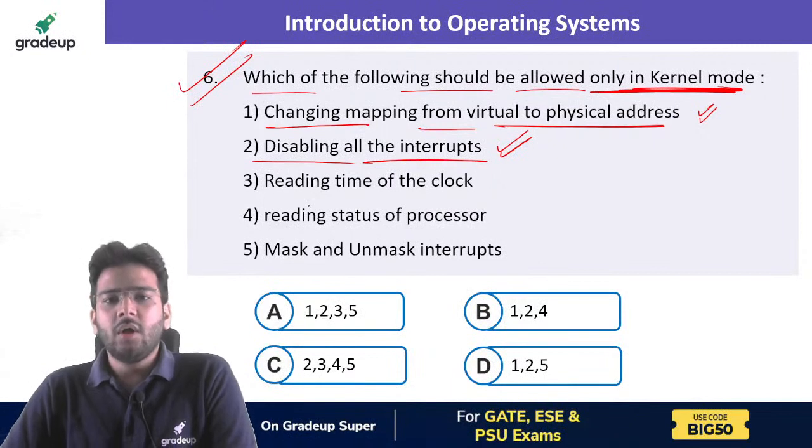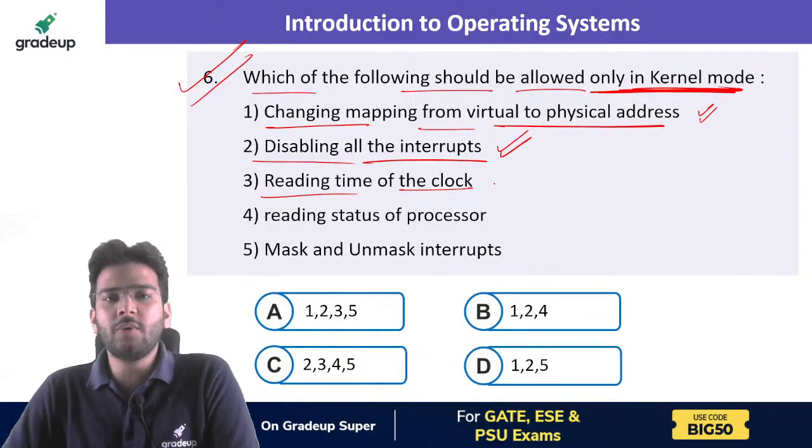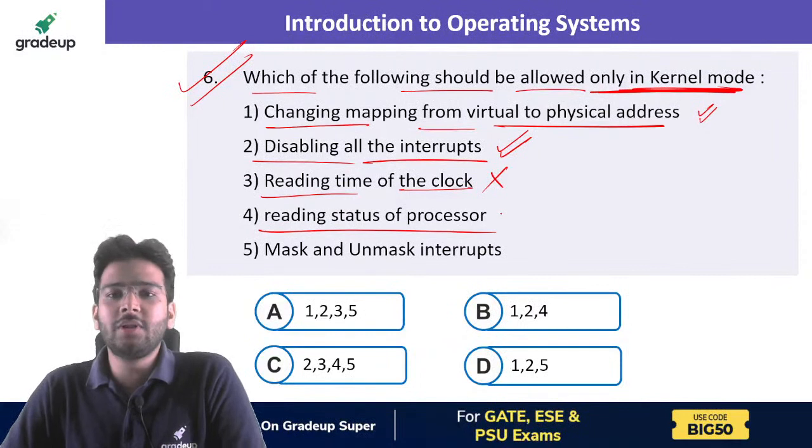Clear? Statement 3, reading time of the clock. That is a non-privileged instruction that need not be executed in the kernel mode. You can even execute it in user mode. So that is not allowed. Reading status of processor. This is also allowed in the user mode. So this is also incorrect.